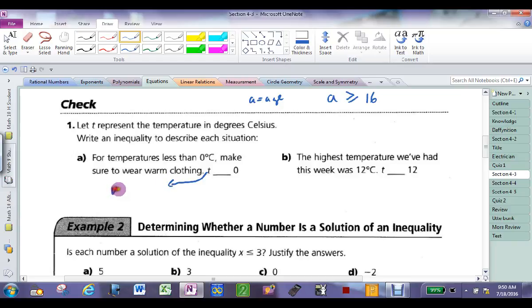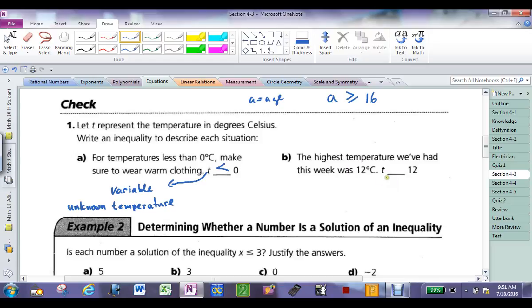T is a variable. Why? Temperature. Because it means an unknown temperature, right? So it's a variable, and in this case, it represents an unknown temperature. So, for temperatures less than 0, make sure you wear warm clothing. What symbol goes in there? Less than. Do I need an equal sign? No, because you only need warm clothing when it's less than 0. At 0, you can wear a t-shirt and shorts.